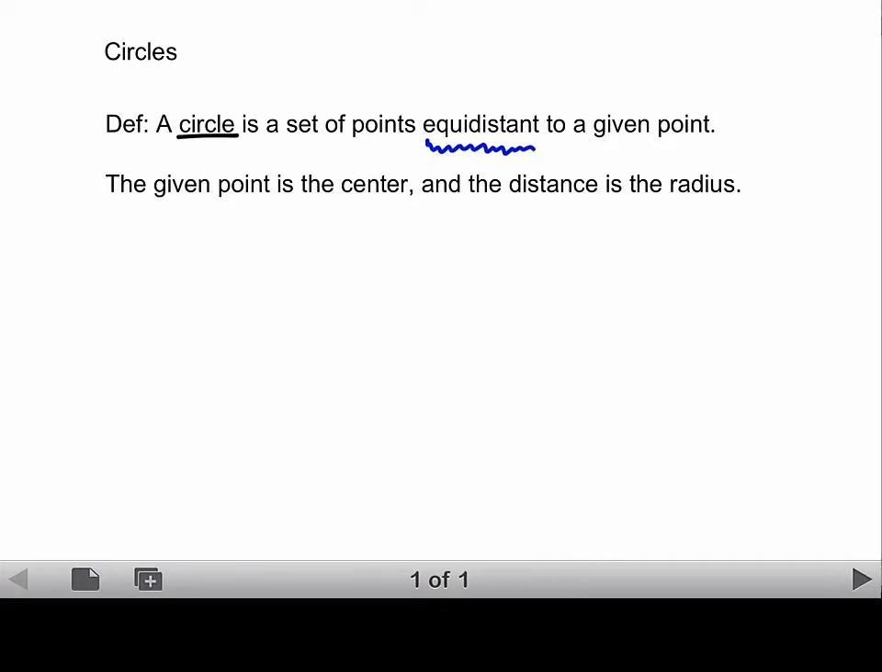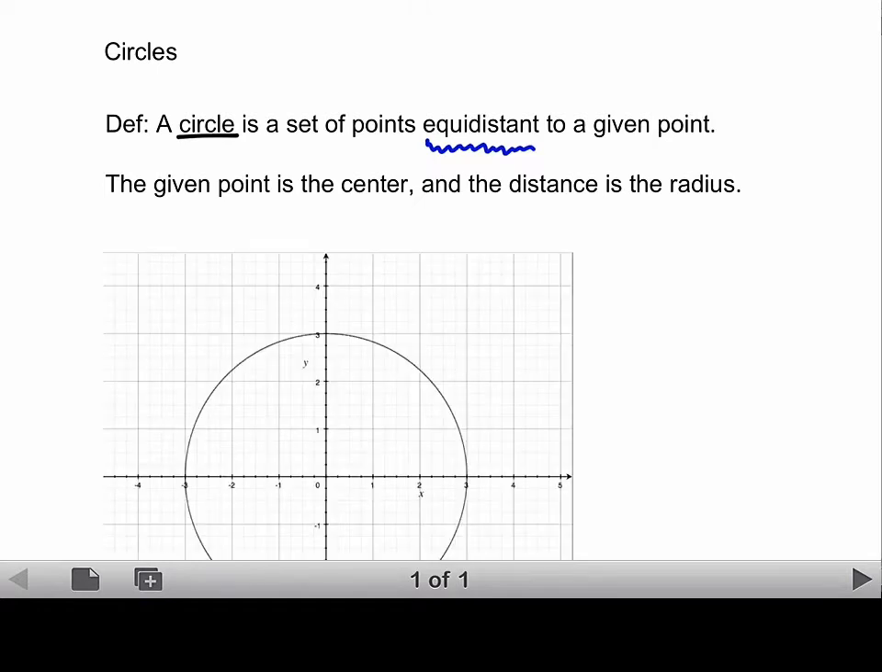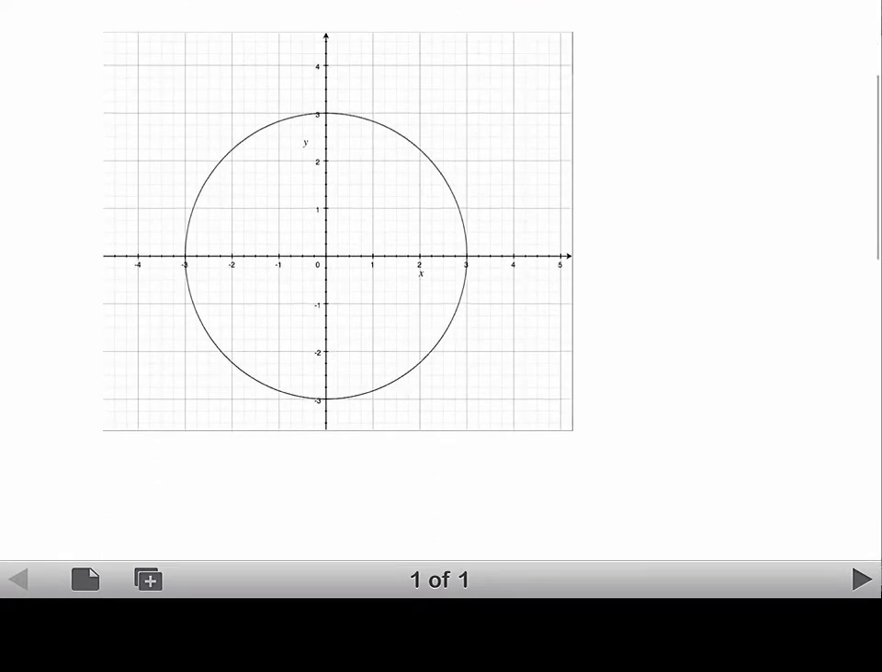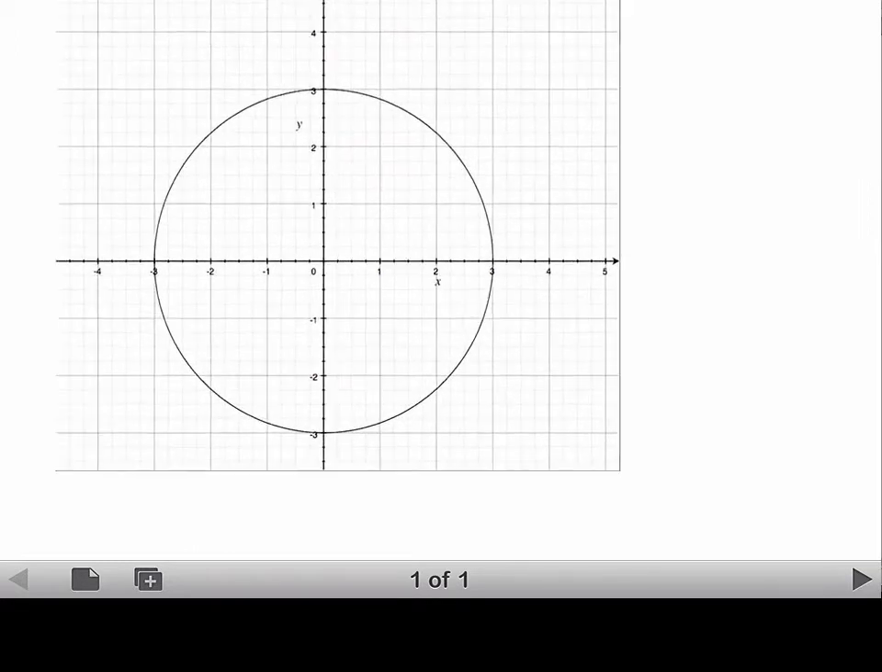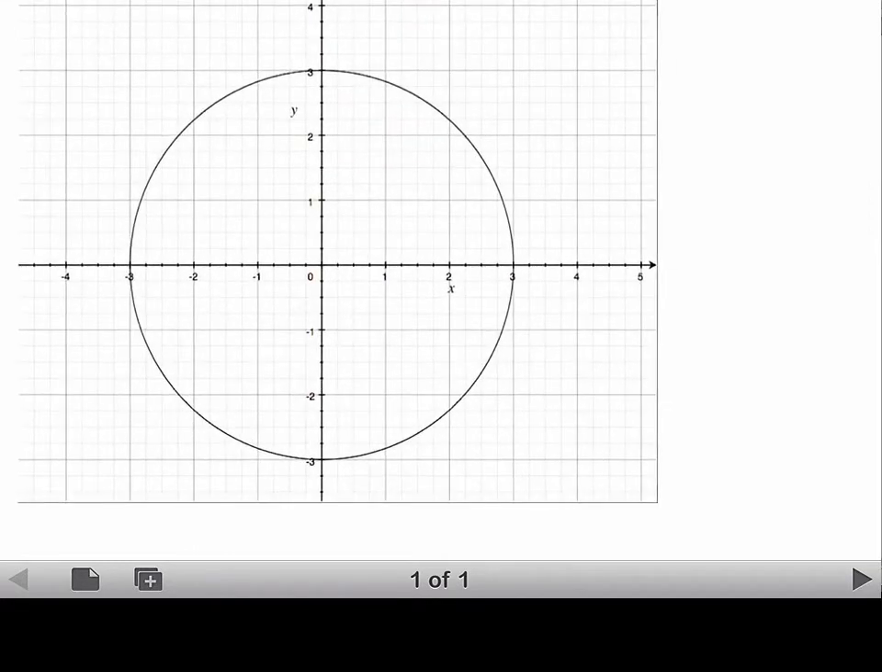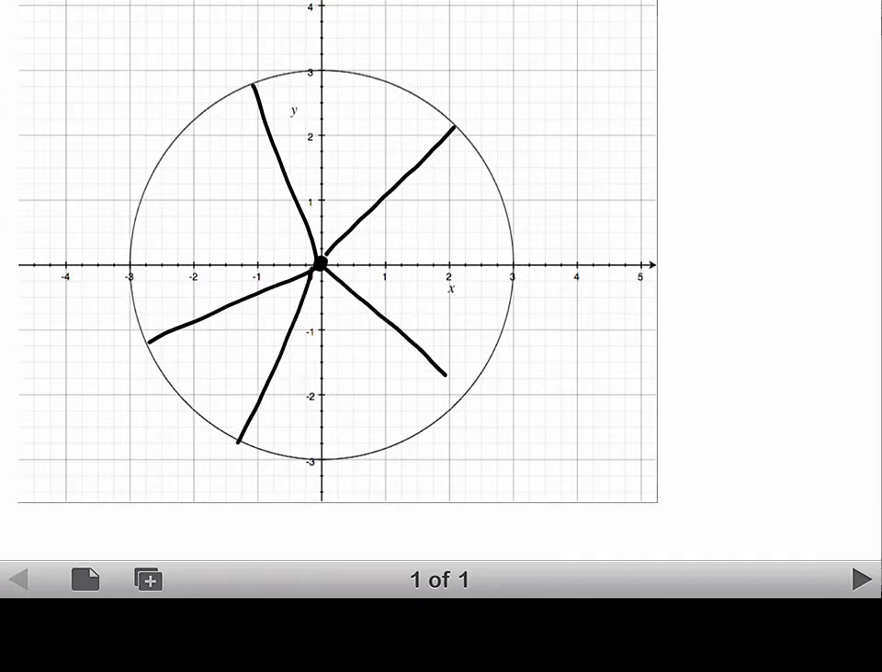Notice we're talking about a set of points equidistant. Equidistant means they're all the same distance. And here I have a picture of a circle, and let me get this a little bit bigger here. What we see here is we have a center and we have a distance, and what makes it a circle is that distance is the same distance all the way around, right? No matter where I draw the line to the edge, it'll always be the same length of a line. And here I can see that the distance is 3.